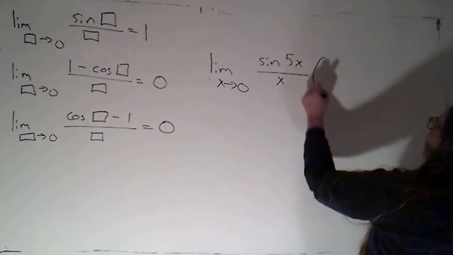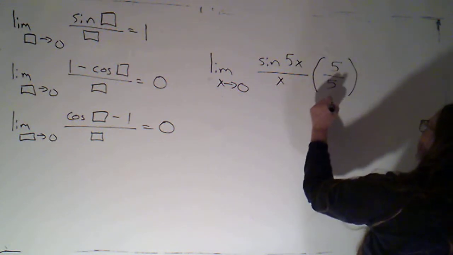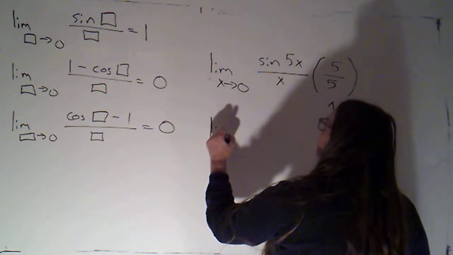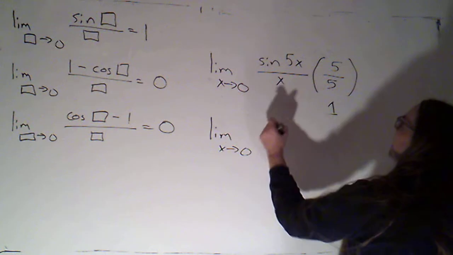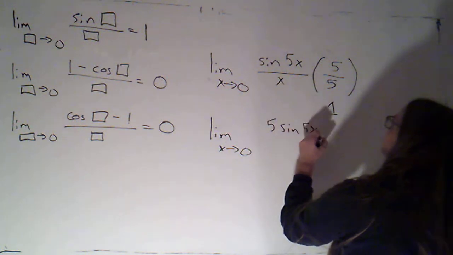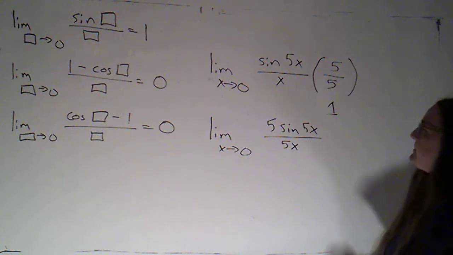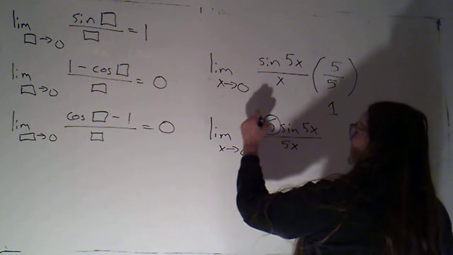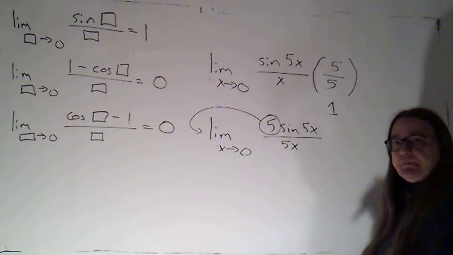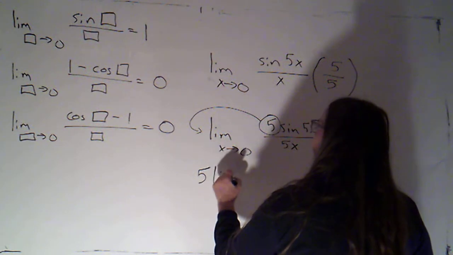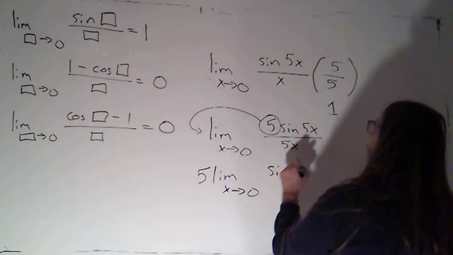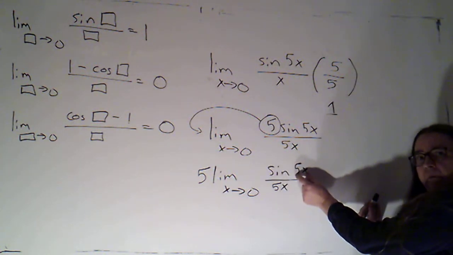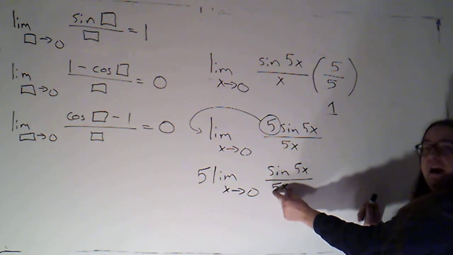So I would take this and multiply by 1 in the form of 5 over 5, because that's going to introduce a 5 on the bottom. So now I've got the limit as x goes to 0 of 5 sine 5x over 5x. I just wrote that extra 5 on top in the front. Notice that's a constant, so I can factor that out of the limit. So I can say 5 times the limit as x goes to 0 of sine 5x over 5x. So I have the same quantity on top being plugged into sine, and then I'm dividing by that.